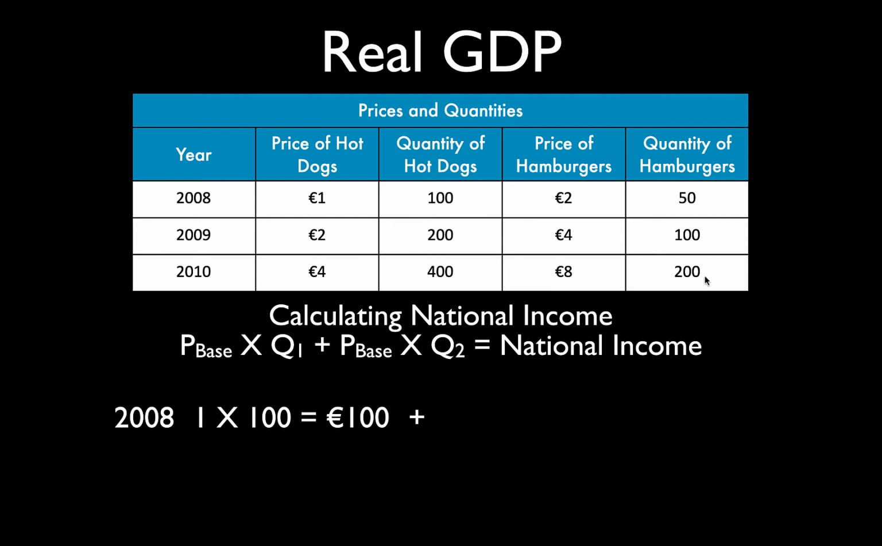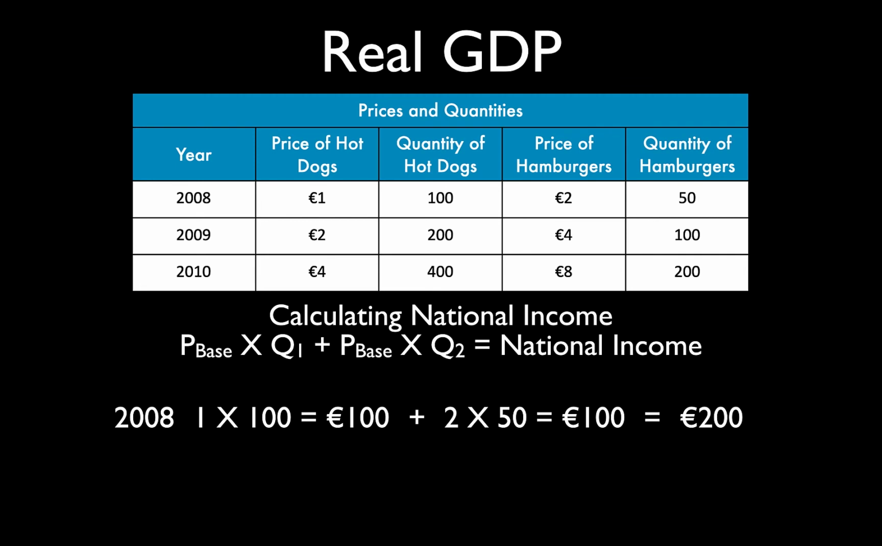Okay, so in 2008, I'm going to use 2008 prices. And of course, I'm calculating 2008, so I'm going to use the quantity of hot dogs and hamburgers. So it's 1 by 100 plus 2 by 50, which equals 200. That was the exact same value that we got when calculating nominal income for 2008, which was using the prices that existed in that period.